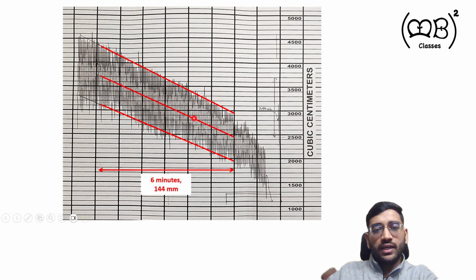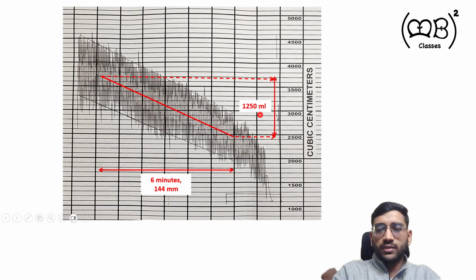From these two lines, I get the middle line. This would be the slope of the graph. This slope is the oxygen consumption. So I need the average oxygen consumption from this slope. The average oxygen consumption can be calculated by extrapolating it to the y-axis, which comes out to be 1250 ml. So this is the only value which we need from all this graph and all this setup, which is 1250 ml of volume of oxygen consumption in 6 minutes at ambient conditions. This is the whole thing.